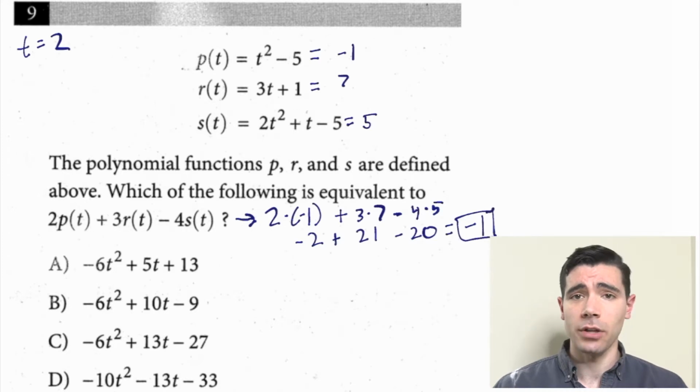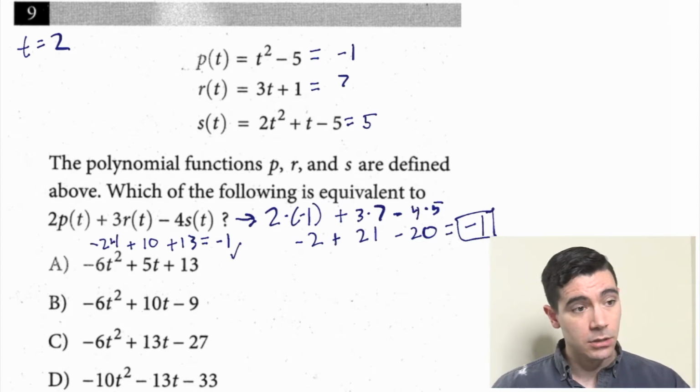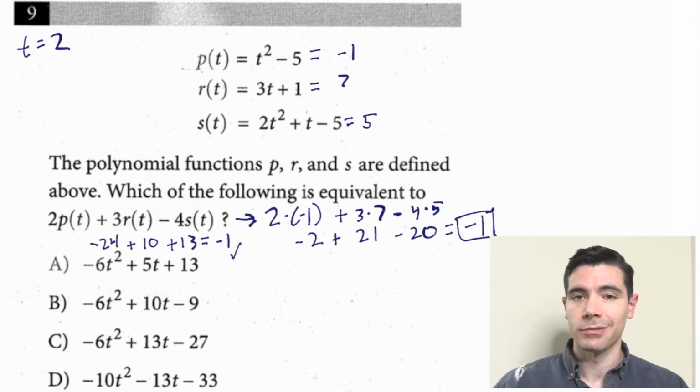And I'm going to cross off all the answer choices that don't give me that. Let me start with A. Negative 6 times t squared. Well, t was 2, right? So negative 6 times 4 is negative 24. Plus 5 times 2 is 10. Plus 13. So that's negative 24 plus 10 gets me negative 14. Plus 13 gets me to negative 1. Holy smokes. All right, we got to check the other answer choices, because maybe 2 happens to work for multiple answer choices. But it's looking pretty good for A.